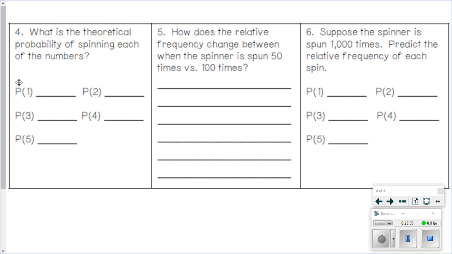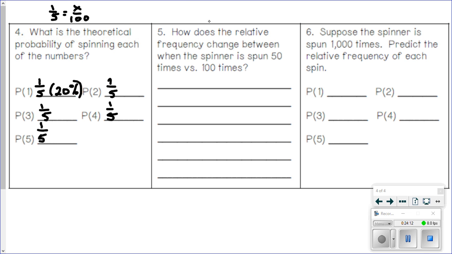There's 5 sections, so the theoretical probability of all of these is the same, which is 1/5 or 20%. Remember, to change 1/5 into a percent, you could just do 1/5 equals x over 100. Cross multiply and divide, and you'll get 20%. So that's part over whole equals percent over 100. And so all of these theoretically have the same likelihood of being landed on.